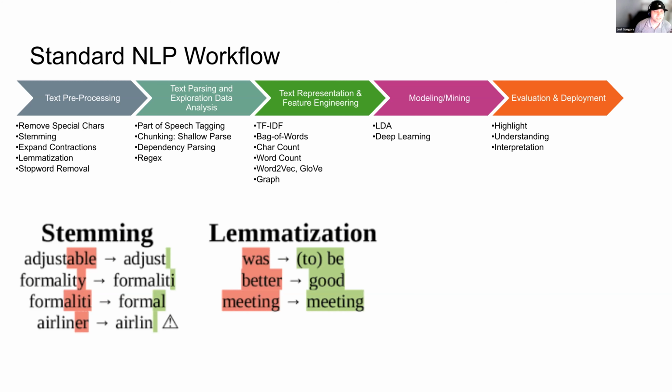And then lemmatization is similar in the sense, however, what we're doing is we're taking that word and mapping it to the most basic or the most fundamental word. That is, the word was would get mapped to be, is would get mapped to be, are would get mapped to be, right? Better gets mapped to good. And these are different types of techniques where we're normalizing the data.